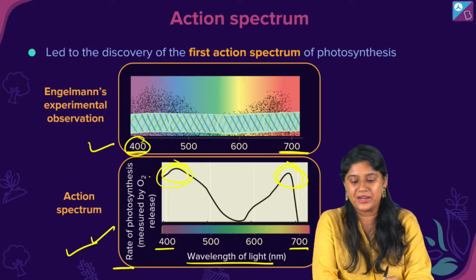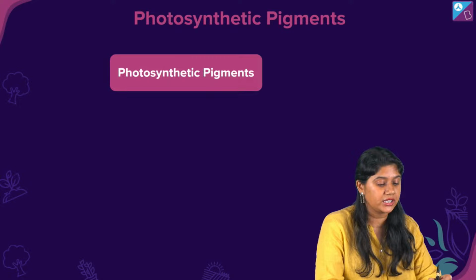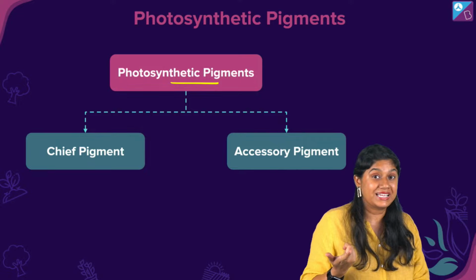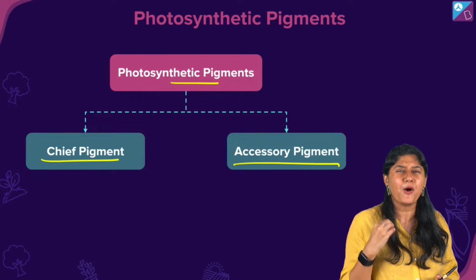Yes, very good. Ab hum aage badhenge aur hum dekhenge different types of photosynthetic pigments. We already discussed few of them in the experiment, but let's talk about them and differentiate more further. So we have the chief pigment, and then of course we have the accessory pigment. Everyone, which is the chief pigment of photosynthesis? Sabse important chlorophyll kaun sa hai?